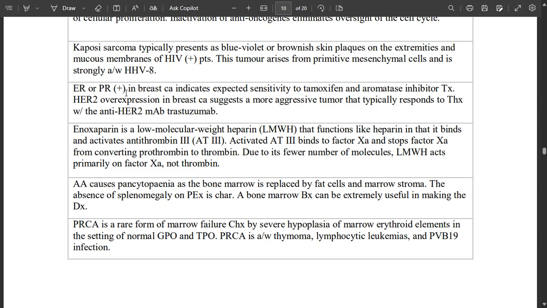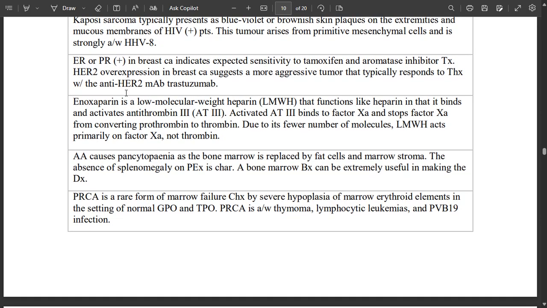ER or PR positive in breast cancer indicates expected sensitivity to tamoxifen and aromatase inhibitor treatment. So ER positive means estrogen receptor positive, so there is an estrogen receptor in the cell. So something that blocks or decreases the amount of estrogen, like tamoxifen or aromatase inhibitors, can help in treatment of breast cancer. HER2 overexpression in breast cancer means a more aggressive tumor that typically responds to treatment with anti-HER2 monoclonal antibody trastuzumab. It has a robust response.